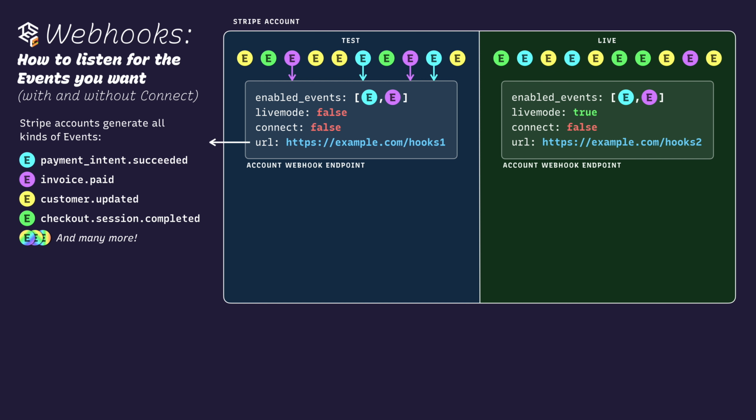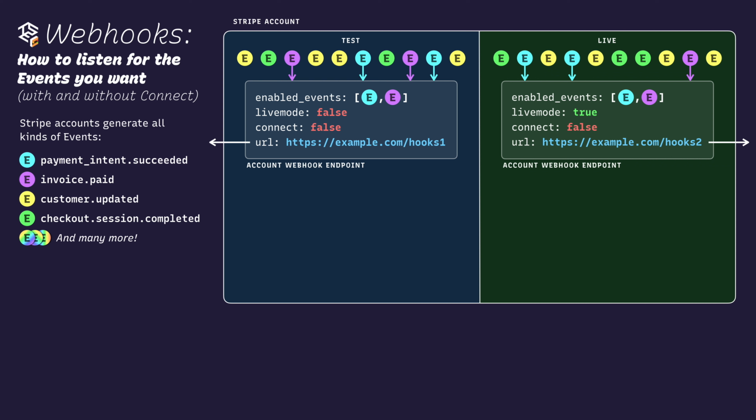Now let's create a webhook endpoint in live mode. We'll listen for the same event types, we're still not doing anything with Connect, and this time we'll send them to a different URL, example.com/hooks2. This webhook endpoint acts very much like the one we have in test mode, but note that even though both our test and live mode webhook endpoints are configured to listen for the same event types, only test mode events are going to the test mode webhook endpoint, and only live mode events are going to the live mode webhook endpoint. This is how webhook endpoints work without Connect involved.